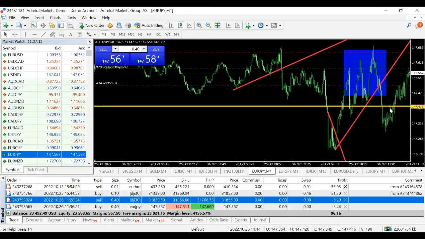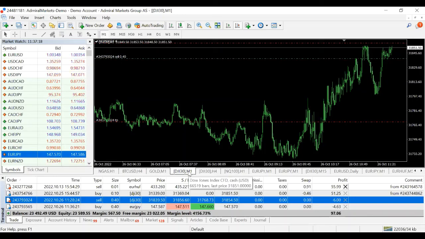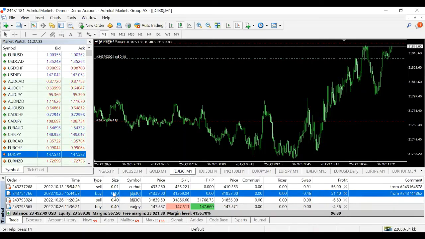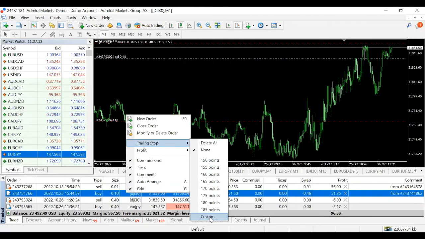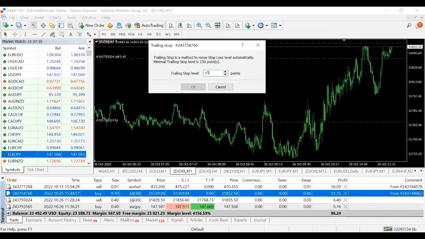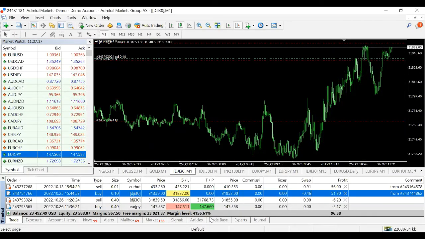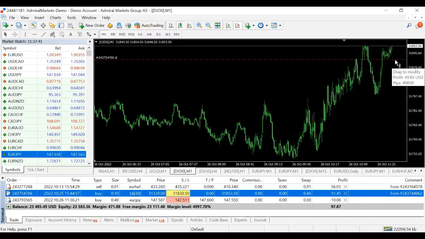Let's check what we can do now. Let's go back to the Dow Jones M1 chart. We have a short position also, and we have a long position also from a swing trade. I will close my long position because I'm afraid of the double top. So let me use a very narrow trailing stop. It will be 15 points. If I make money with the long position from the swing trade, it will be plus $50.